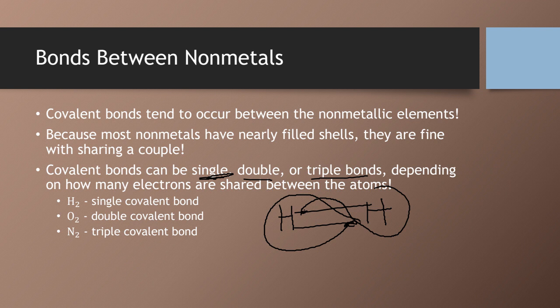So oxygen shares two electrons with the other oxygen atom. I'm not going to try to draw that, but this would form a double bond. Nitrogen forms three covalent bonds with the other nitrogen atom when it forms N2, and you have two nitrogens side by side, or in the same molecule.